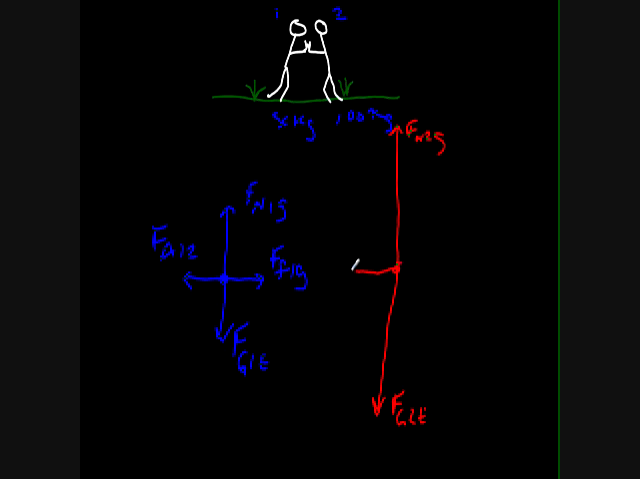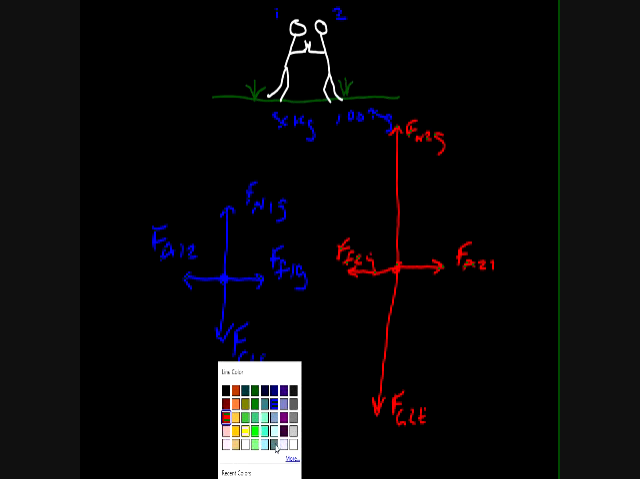And then now I have, in this direction, this time, the force applied on 2 by 1 and the force of friction on 2 by the ground. And now my force pairs again, my force pairs are here and there.